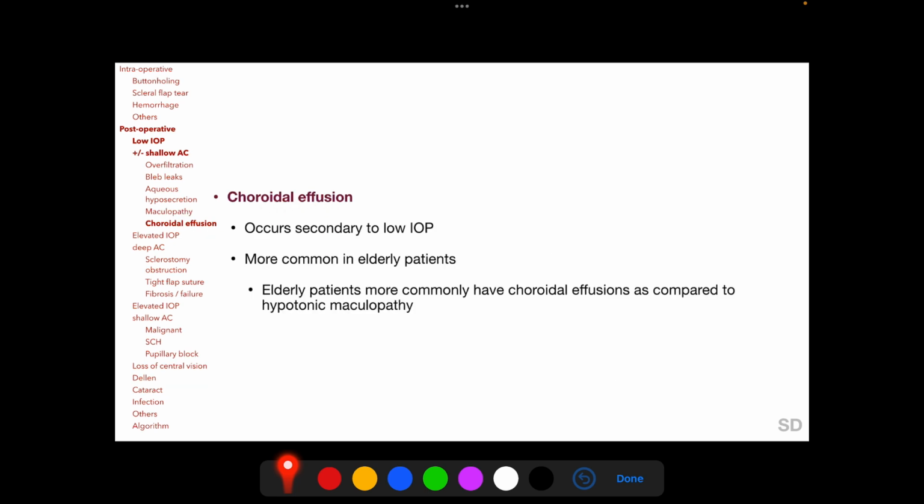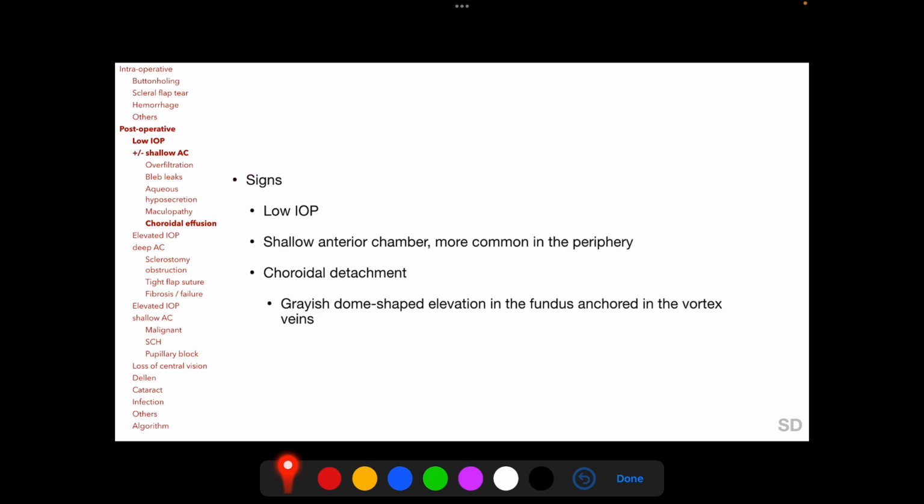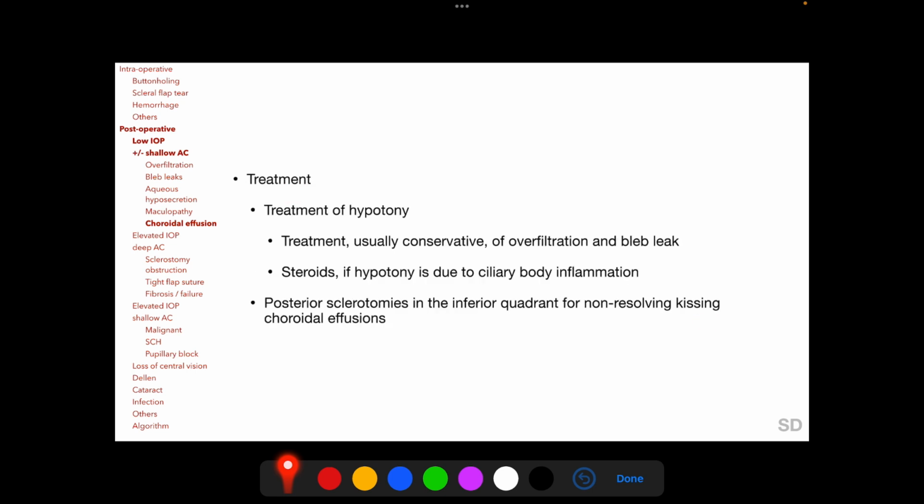Choroidal effusion also occurs secondary to low intraocular pressure and is more common in elderly patients, in whom, secondary to low intraocular pressure, choroidal effusion is more common than hypotonic maculopathy. In patients with choroidal effusion, we will find, in addition to low intraocular pressure and a shallow anterior chamber, that ophthalmoscopy reveals choroidal detachment as grayish dome-shaped elevation in the fundus anchored in the region of the vortex veins. Treatment of choroidal effusion is treatment of the cause of low intraocular pressure, and when these measures are ineffective, the suprachoroidal fluid needs to be drained by posterior sclerotomies made in the inferior quadrant.